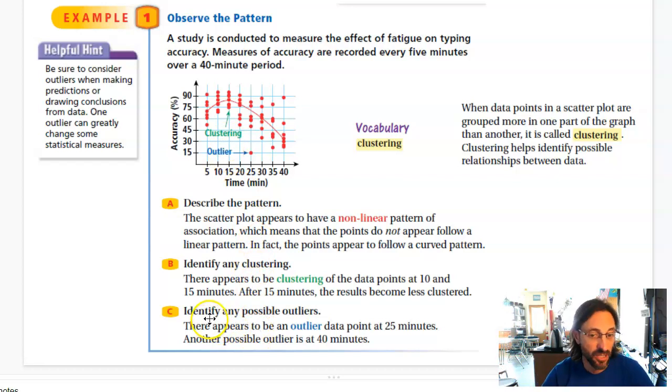And then identify any possible outliers. Yeah, another possible outlier would be at the 40-minute mark. Right up here, 90% accuracy at 40 minutes. Okay, great, but that doesn't really seem to fit the pattern of data.